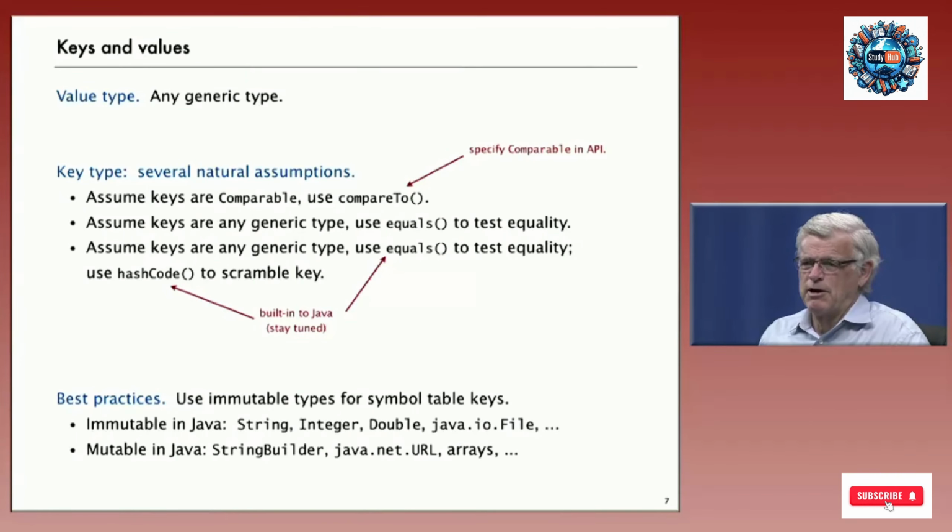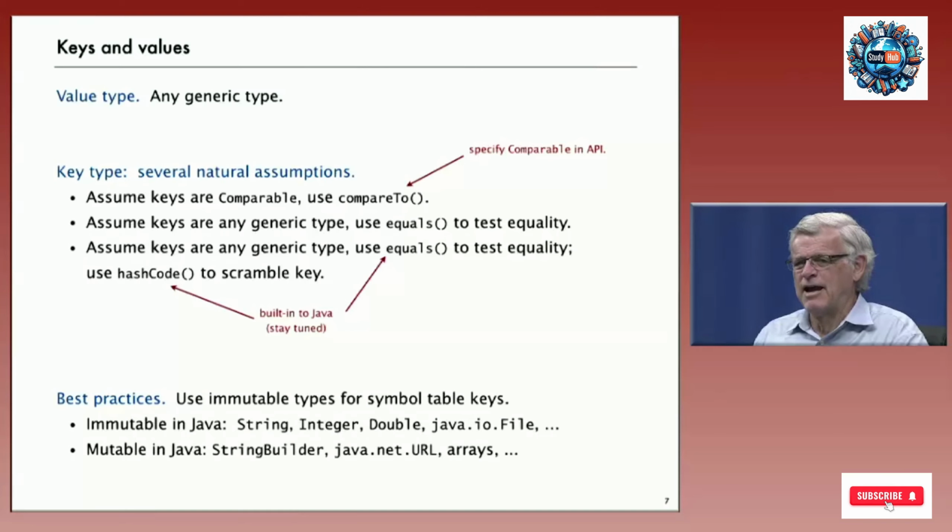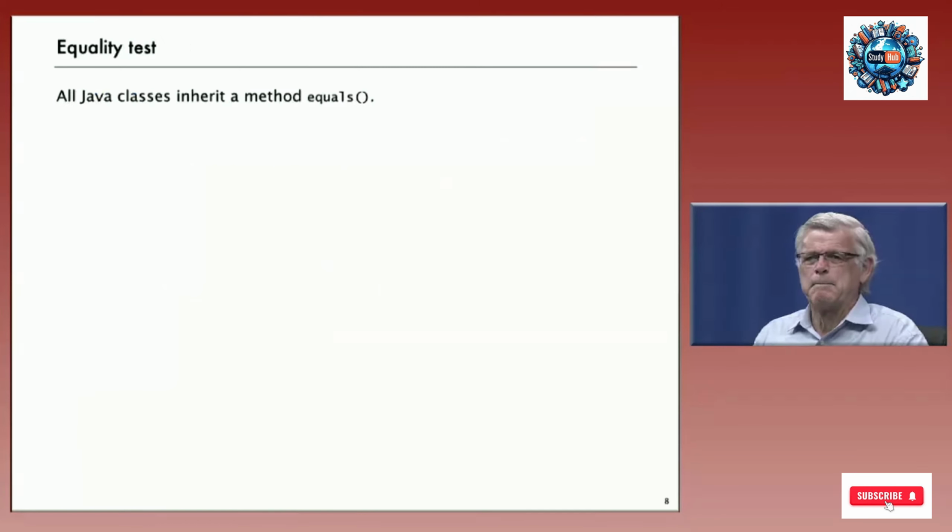And again, as with priority queues, the best practice is to use immutable types. Experienced programmers know this, and it's not difficult to arrange for the natural types of data that people are going to use for symbol table keys. It's unreasonable to expect the implementation to work well if the client can change the values of keys that are in the table. If you want that, you have to provide it as a specific operation. But in the case of symbol tables, we're not going to do that. You'd have to remove it and put it back in.